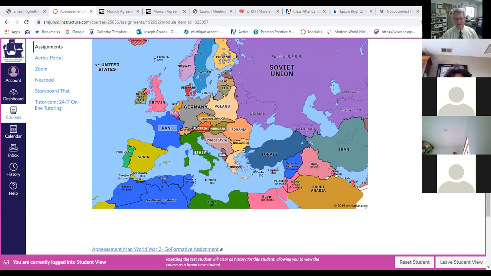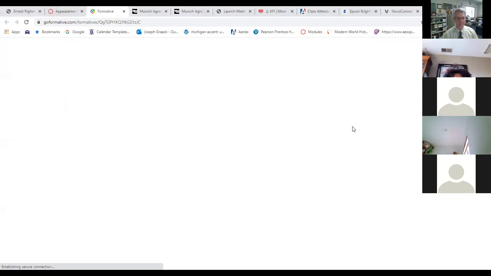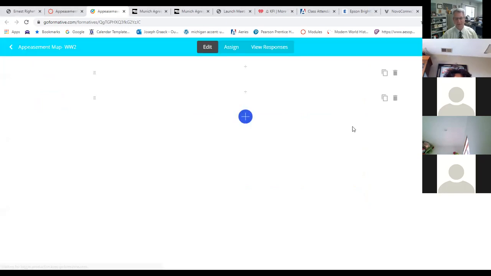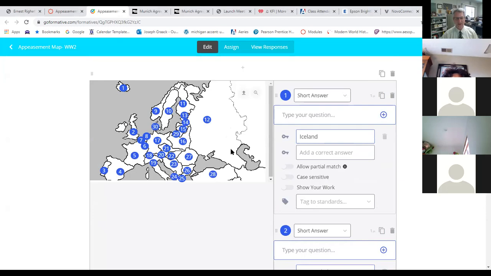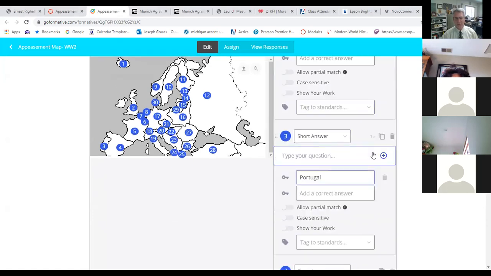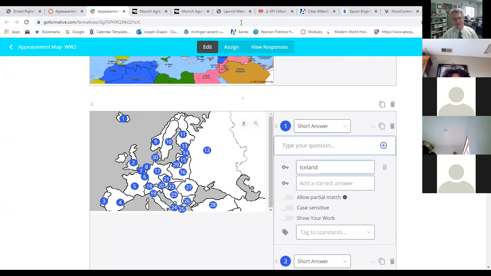So with this appeasement map, there are 30 identifications that you'll need to know. So these are the 30 here, and you'll put all of those in, and then copy the URL or take a screenshot of your submission with your green and red submissions up at the top.